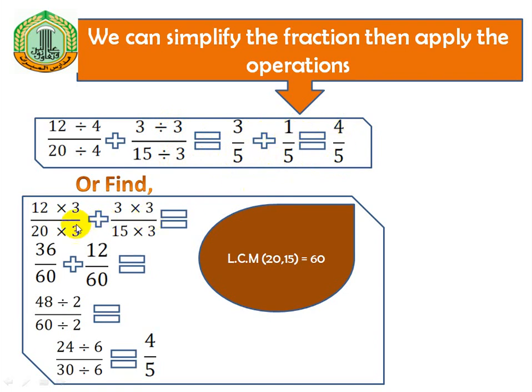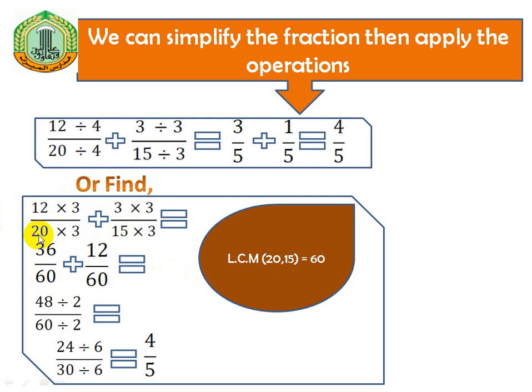Or find the LCM between the two numbers. 12 over 20 plus 3 over 15. The LCM between 20 and 15 is 60. So the common denominator that we have to find is 60.